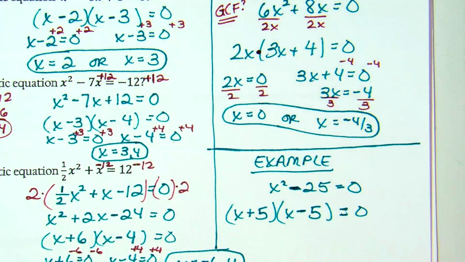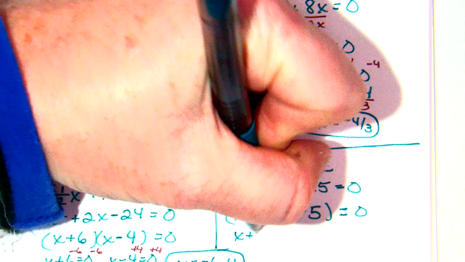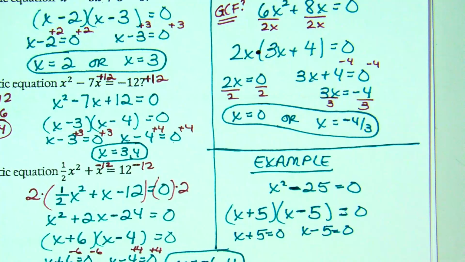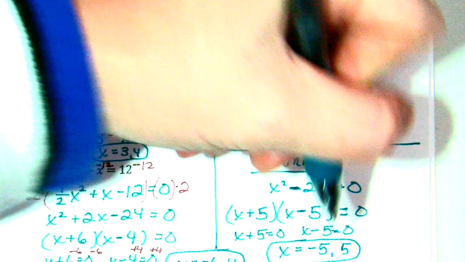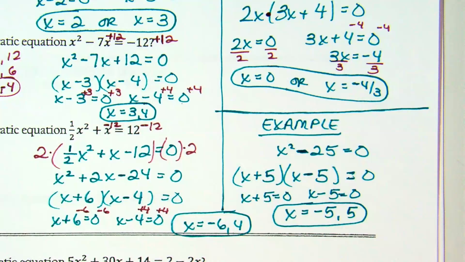How do you multiply to get a negative 25? Plus and minus. Does that sound familiar, guys? I said all along, you've got to know how to factor like that. It's easy if you can just remember. And what do I do to finish off this problem? Set each part equal to 0. So x plus 5 equals 0. X minus 5 equals 0. What are my solutions? Negative 5 and positive 5.